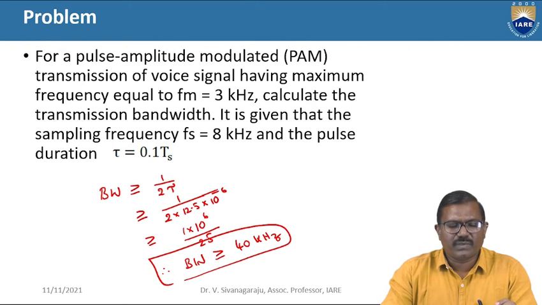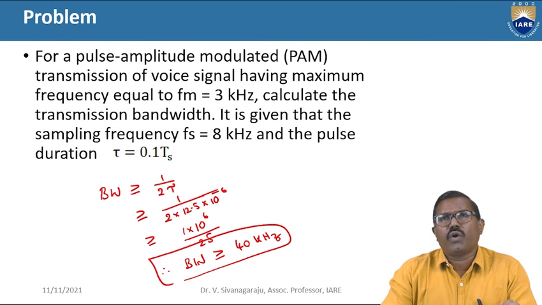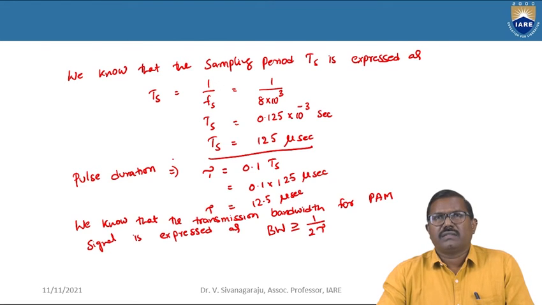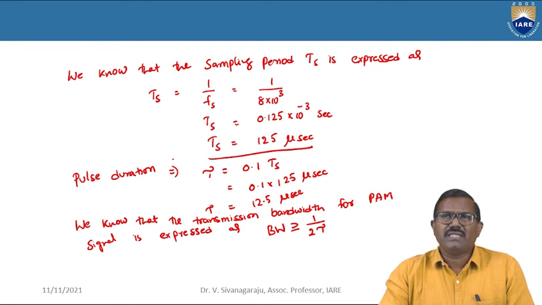So once again, you can see this problem: for a pulse amplitude modulated PAM transmission of a signal having maximum frequency fm equal to 3 kHz, calculate the transmission bandwidth. Here the given data is sampling frequency Fs is 8 kHz and the pulse duration tau is equal to 0.1 Ts. First we are going to find this Ts, so I am taking the sampling period. The sampling period can be expressed in terms of sampling frequency. Why? Because time is inversely proportional to frequency. So Ts is equal to 1 by Fs, which is equal to 1 by 8 kHz. The frequency is 8 kHz, so I substitute 8 into 10 power 3. Then I calculate.